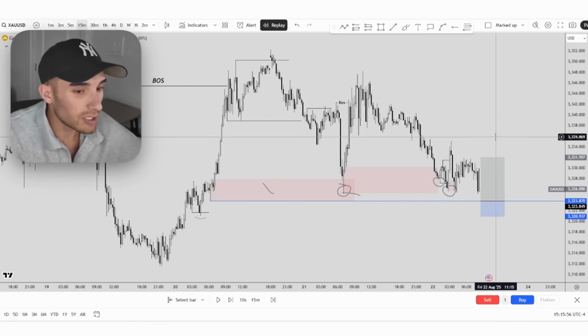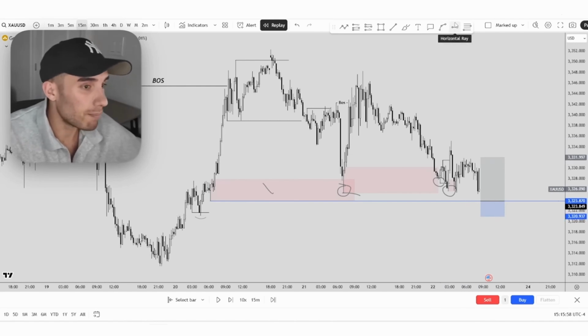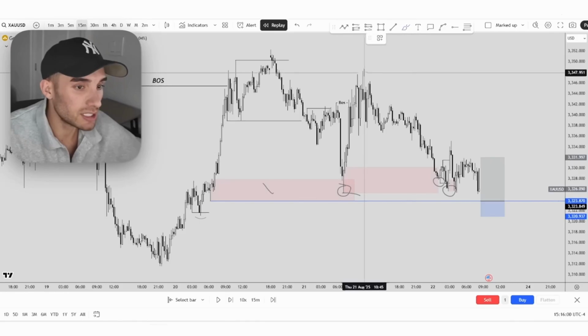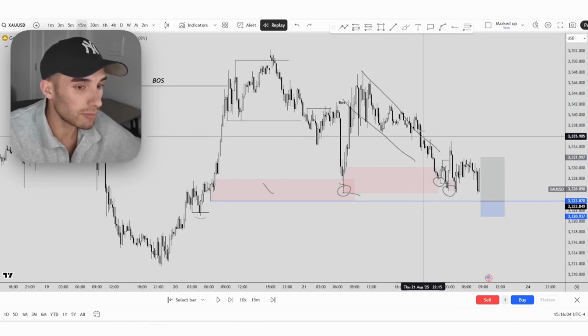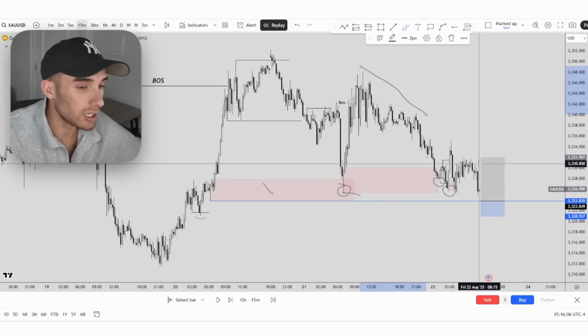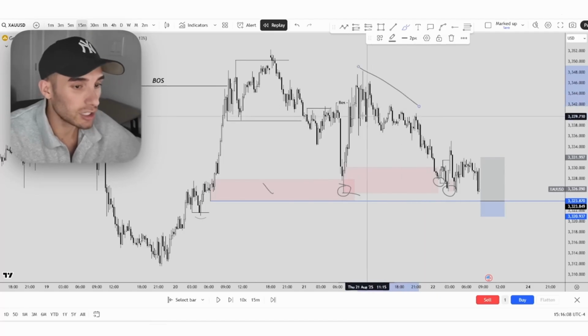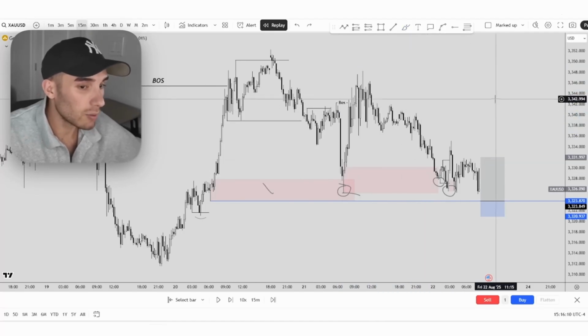Now, what can we target? We have plenty of targets to the upside. If you can see here, look at this whole buildup we had on the way down. This is all a buildup of liquidity. You can mark it on as a trend line. You can mark it like a channel, like I had before. However you want to mark it, that's fine.